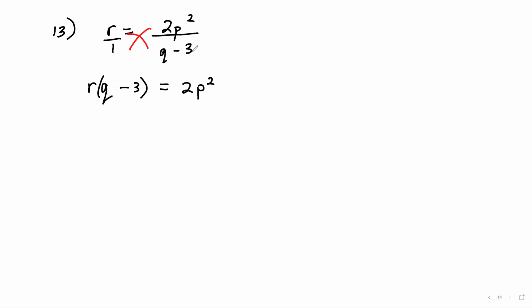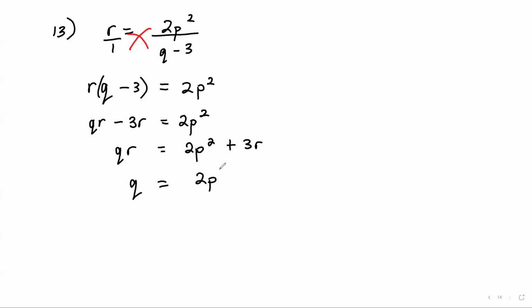So r times q, now you remove the brackets so that we get q on the outside of these brackets. So r times q is qr, and r times minus 3 is minus 3r is equal to 2p squared. So then qr is equal to 2p squared plus 3r. And finally, q would be equal to 2p squared plus 3r divided by r. And that's your answer.